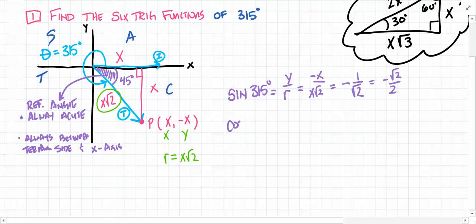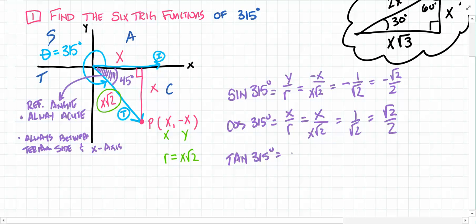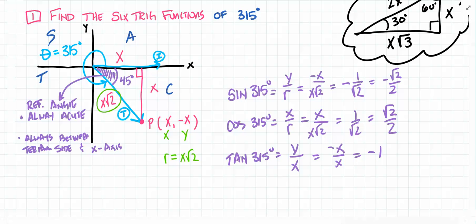I want the cosine of 315 degrees. That's defined as the x value over the r value. Well, the x value is just simply x. The r value is x radical 2. Look at that. That's 1 over radical 2. That is a positive root 2 over 2. Okay? Let's do the tangent. The tangent of 315 degrees, it's the same idea, y divided by x. Well, in this case, it's going to be negative x over x, which just gives me a value of negative 1. Awesome. Perfect.